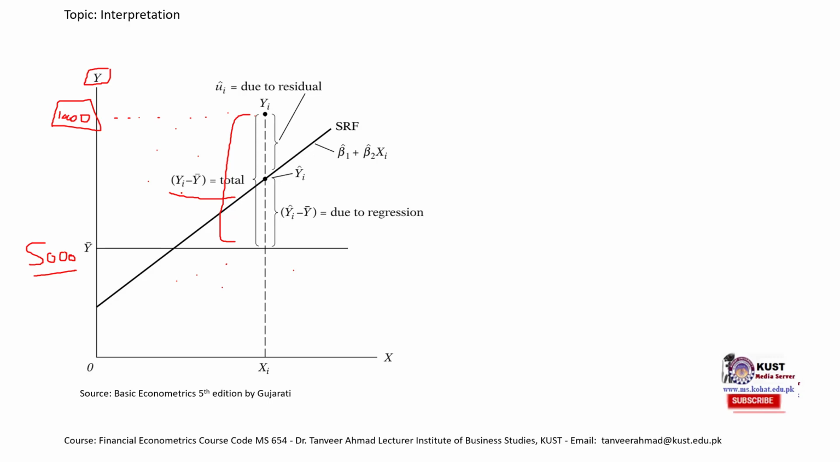Remember, it is the difference between yi, this observation, the salary of this specific individual, and y bar, the mean of this sample. So yi minus y bar, this is the total variation, the difference between the value of this specific individual and our expected value or the mean value. This is the total variation.